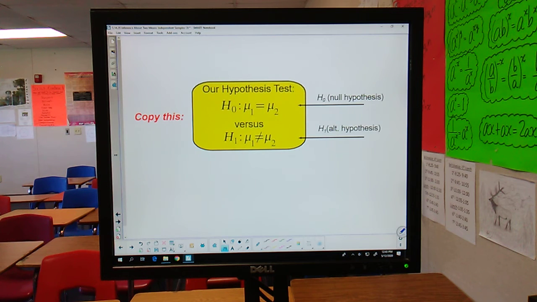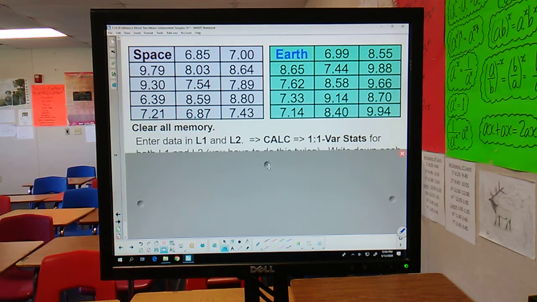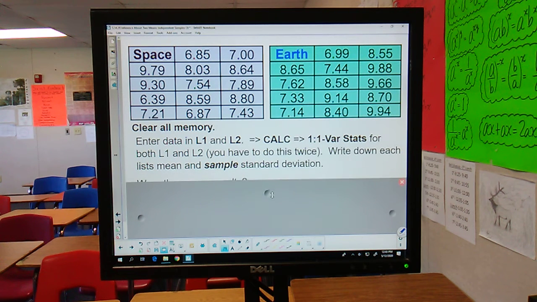Are they different? Clear all the memory in your TI at this time. And what you're going to do is enter all of the space ones in list 1. So go to your stat key, go to edit, hit enter, and you see L1 and L2. Put all of the Earth data in L2.